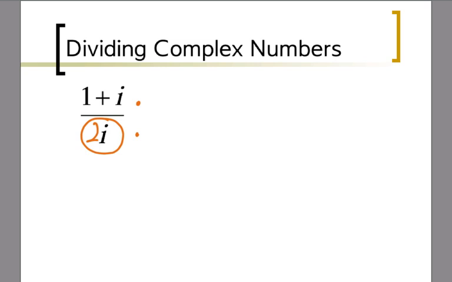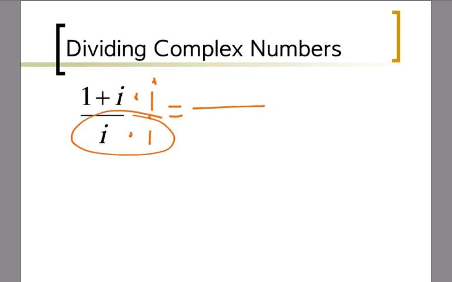Okay, let's make it back to an i. Maybe I'll do it again with 2i. But multiply top and bottom by just the i. Okay? And when that happens on the bottom, this turns into i squared, which should turn into a negative 1.